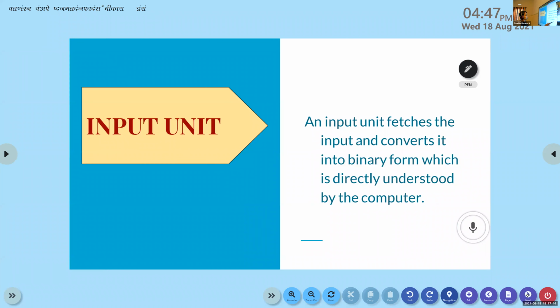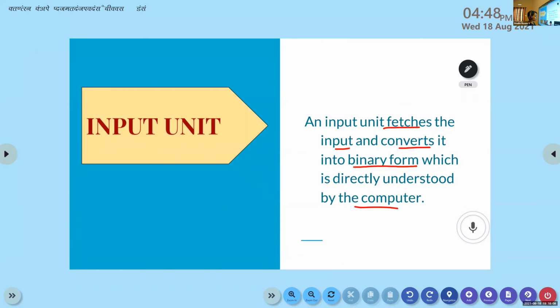So what is the definition of the input unit? This unit fetches the input and converts it into binary form, which is directly understood by the computer. Input unit fetches the input and converts it into binary form understood by the computer.